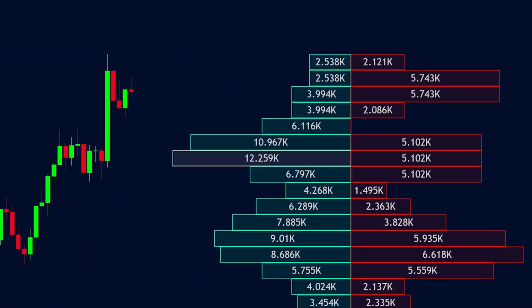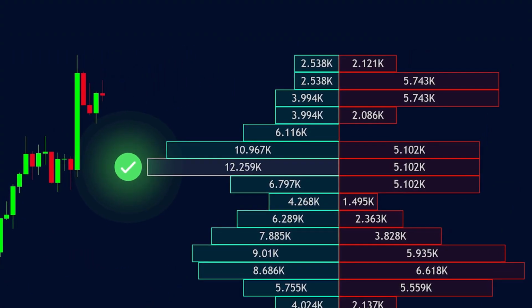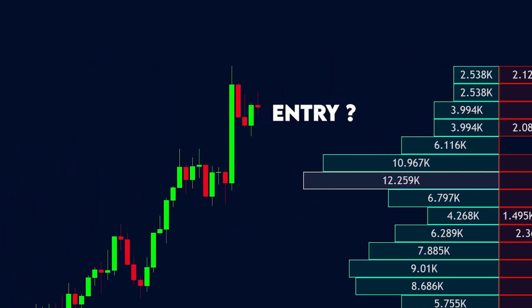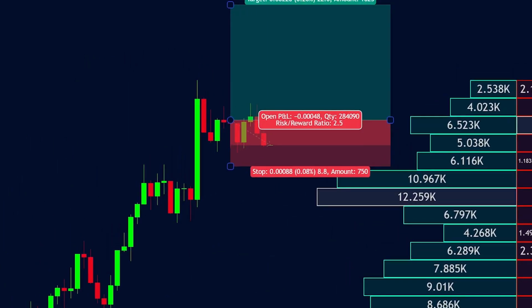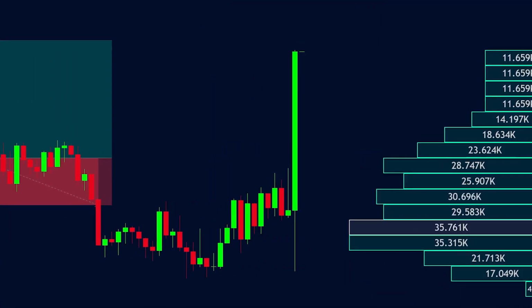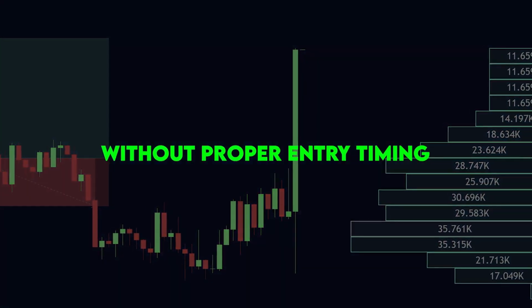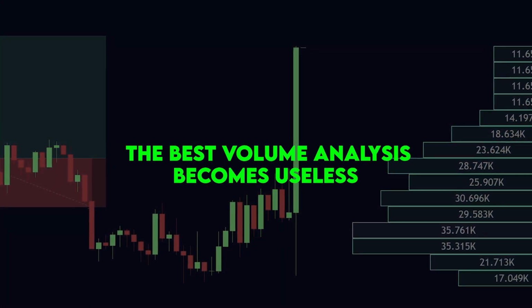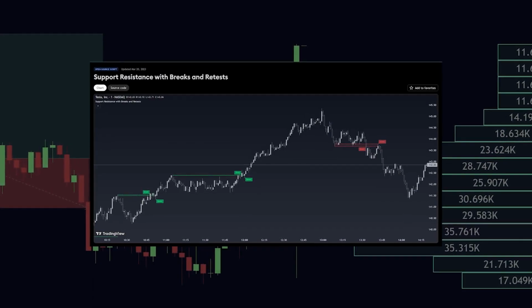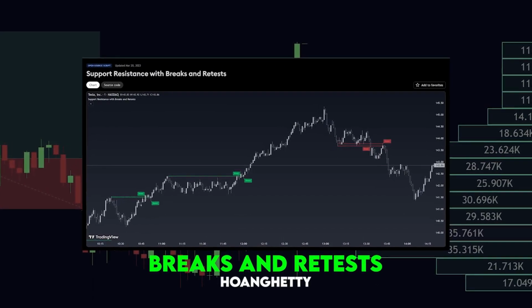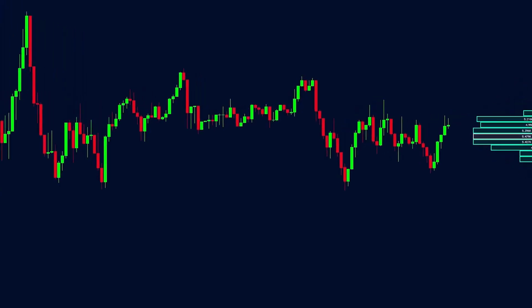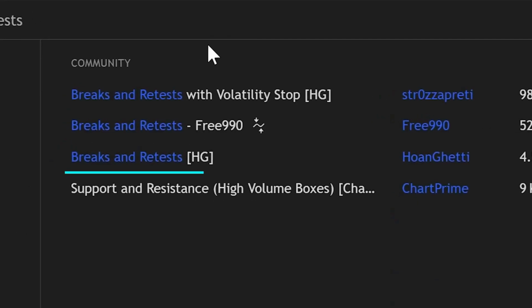While the volume order flow profile shows us key institutional levels, we need a way to identify precise entry triggers so you don't get stopped out right before the big moves happen, because without proper entry timing, even the best volume analysis becomes useless. This is why we add our second indicator, Breaks and Retests by Han Gaddy. To add it to your chart, head back to TradingView and search for it in the indicator menu.